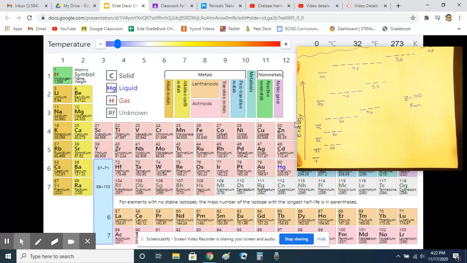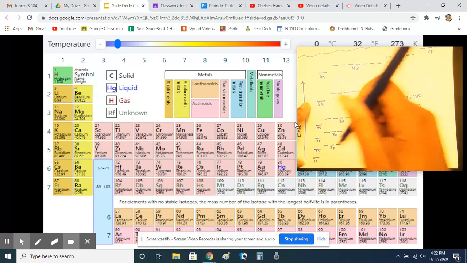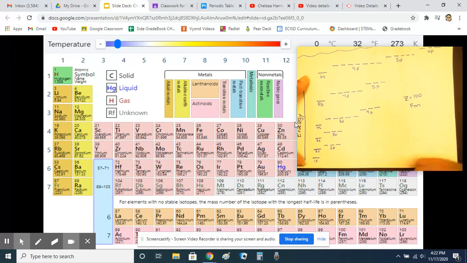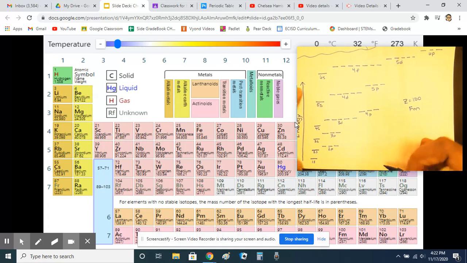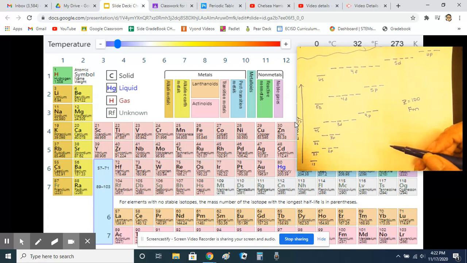Hund's rule says that for these multi-orbital zones, like the p's, you're going to put one electron in each spot first, pointing in the same direction, then double up. And last but not least, Pauli's exclusion principle says that if you do have to pair these up, put one facing in each direction. So one arrow up, one arrow down if they have to share an orbital space.